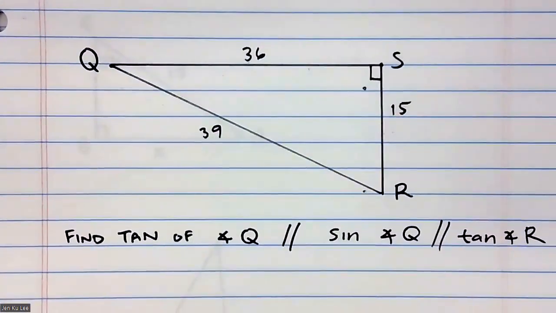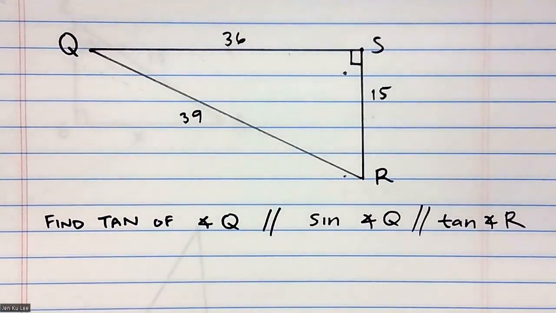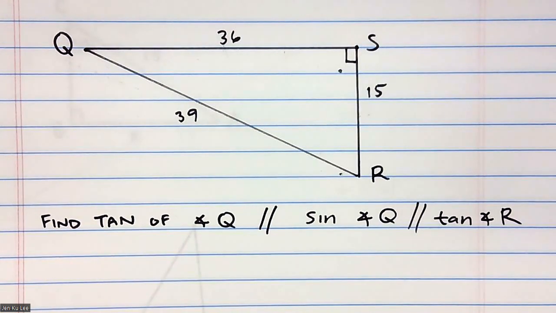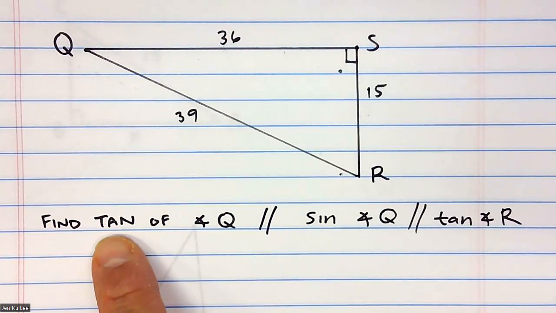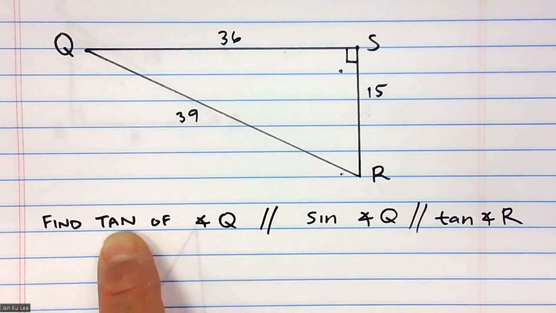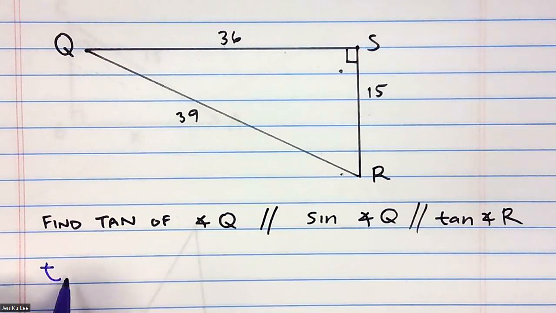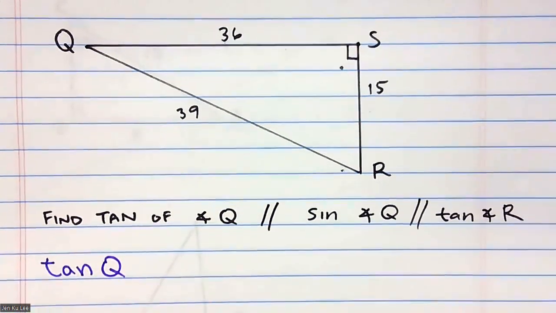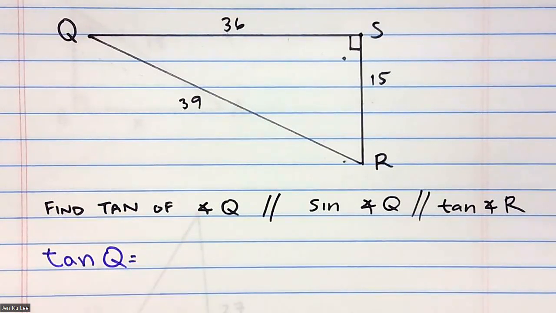Okay. So example number 1, it gives us this right triangle. And it says to find the tangent, sine, and another tangent of these angles. So the first one is tangent of Q. And we are just going to give the ratio. We're not going to do anything with the ratio or the fraction. We're just going to practice what is a tangent.